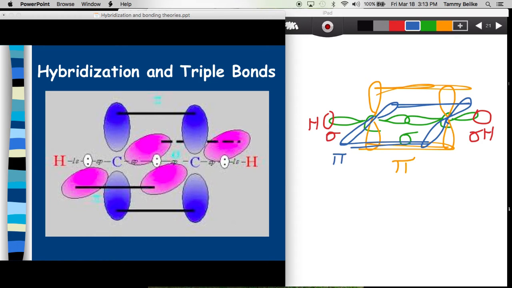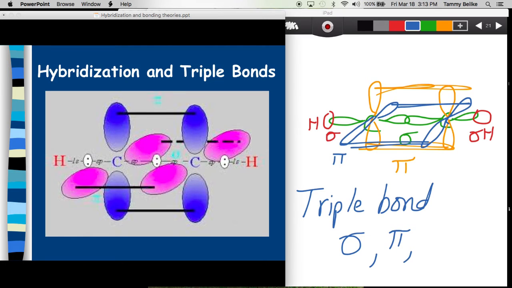So there's another pi bond. So a triple bond is a sigma and a pi and another pi. I love pi. Unfortunately, Pi Day was a week ago. Okay.